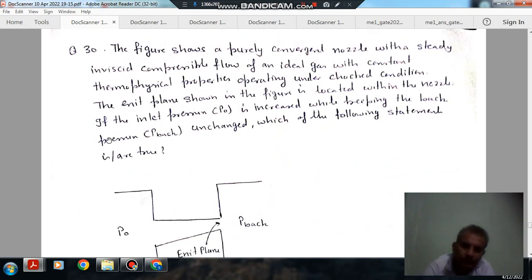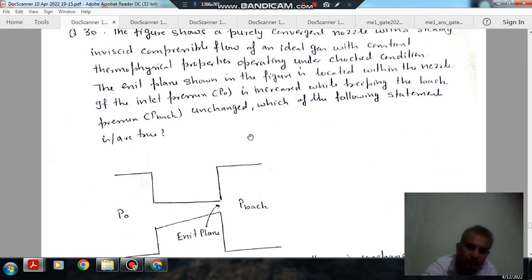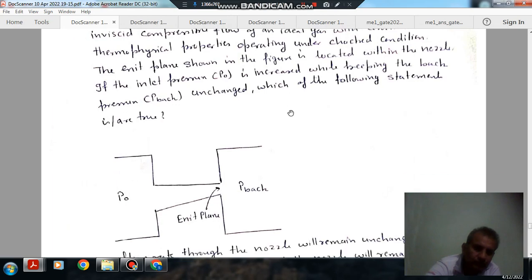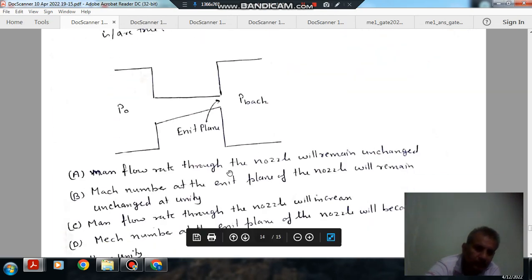Next, the figure shows a purely convergent nozzle with steady inviscid compressible flow of an ideal gas with constant thermophysical properties operating under choked conditions. The exit plane shown in the figure is located within the nozzle. If the inlet pressure P0 is increased while keeping the back pressure P back unchanged, which of the following statements is true? Option A, mass flow rate through the nozzle will remain unchanged.